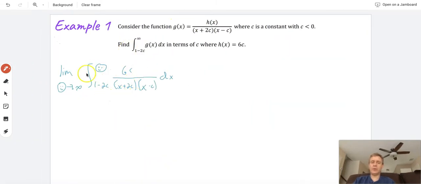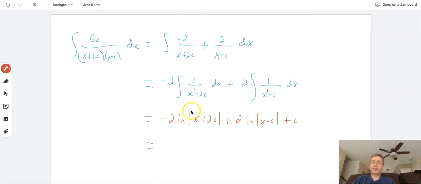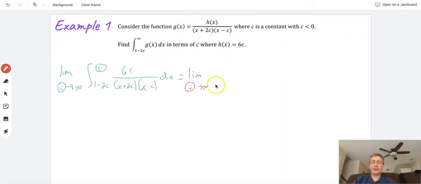And so now we can take this and use that to help evaluate this whole limit expression. So if we do that, it's going to carry through my limit notation. Actually, I'll do it right over here. We're going to have negative 2 natural log absolute value of x plus 2c, plus 2 natural log absolute value of x minus c, and that's our antiderivative, and then we have to evaluate that from these two limits of integration.